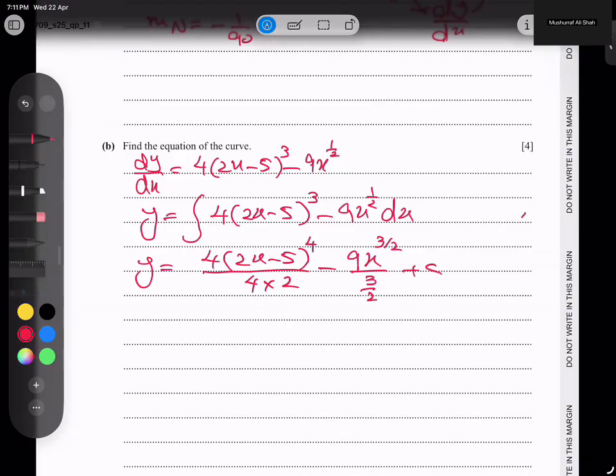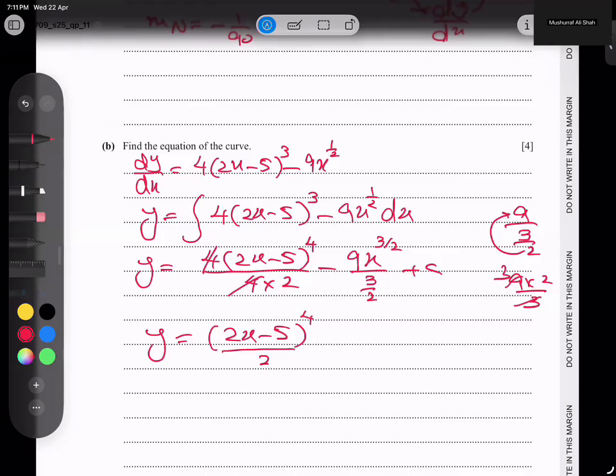And whenever 9 over 3 by 2 comes, it flips. So I get 9 into 2 by 3. So 3 3s, I get a 6 basically, and the 4 cancels out. So I'm getting (2x minus 5) to the power 4 over 2, and here I get 6 x to the power 3 by 2 plus c.